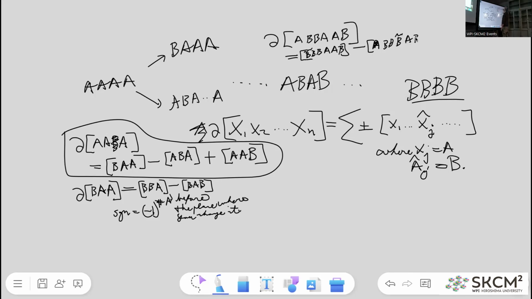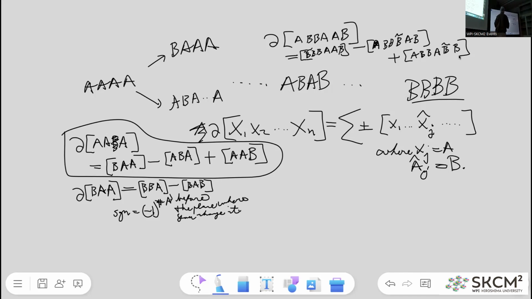A, B, and then plus A, B, B, A, B. Okay. So it's an easy rule. You look at one of these, and you ignore the B's, and you go plus, minus, plus up the line, right? And then you will find that boundary equals 0.